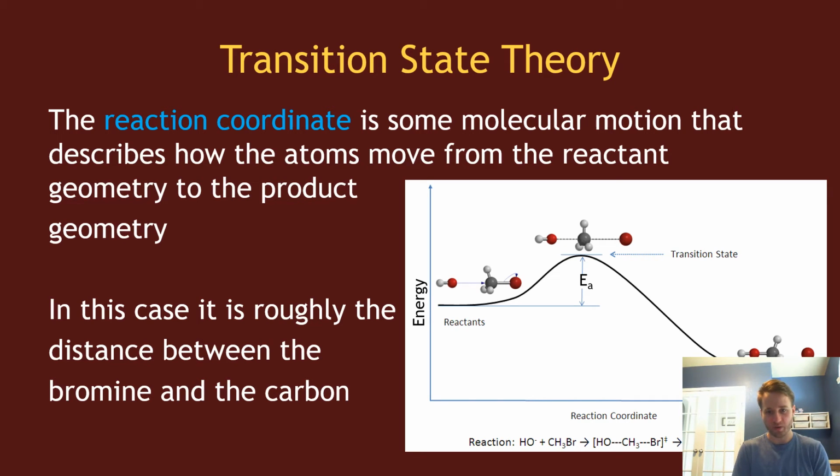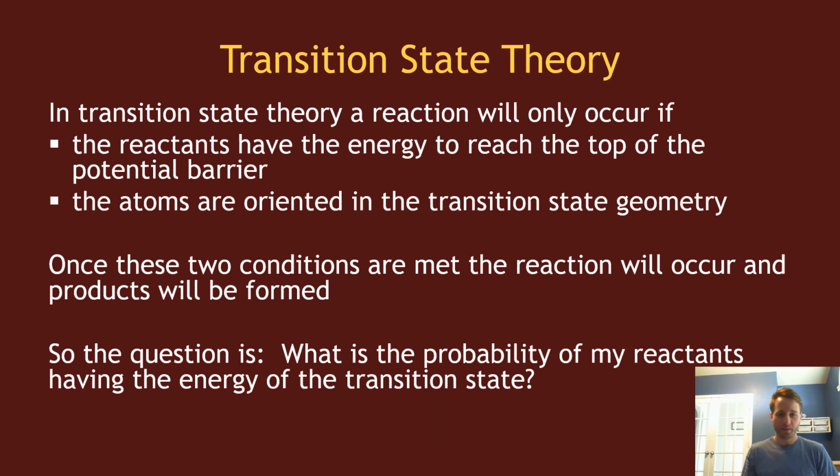In this case, the reaction coordinate has to do with the bond distance between, say, this oxygen and carbon, or the oxygen and bromine, not chlorine. But in general, this reaction coordinate in these plots can be some collective motion of your reactants and your products, some collective motion of the atoms in your molecules.